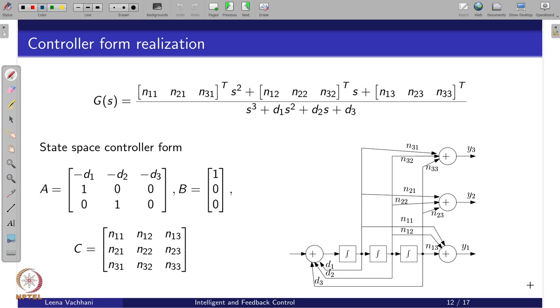All right, since it is strictly proper, I will be able to write the controller form realization. As soon as I write it, I get the state space controller form as minus D1, minus D2, minus D3. Remember, it is the single input case, and that is why the identity matrix is just the one identity. So my system matrix turns out to be minus D1, minus D2, minus D3 in the controller form, whereas my output matrix turns out to be N1, N2.